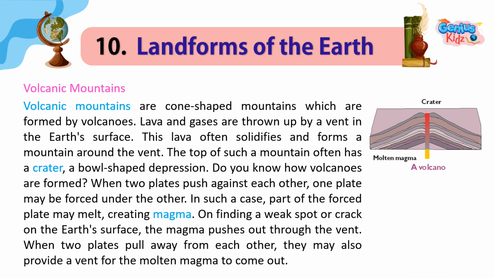Do you know how volcanoes are formed? When two plates push against each other, one plate may be forced under the other. In such a case, part of the forced plate may melt, creating magma. On finding a weak spot or crack on the Earth's surface, the magma pushes out through the vent. When two plates pull away from each other, they may also provide a vent for the molten magma to come out.